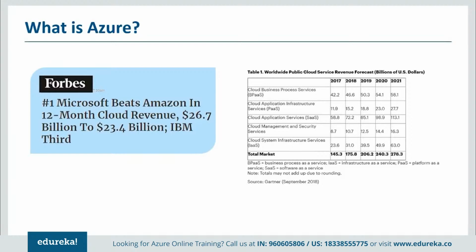One other thing I can show you here is, for example, SaaS services. This is software as a service, which most of you might know about. Approximately it was $60 billion in 2017. Now this is going to touch approximately $117 billion in 2021. So again, you can see the scale at which these services are growing.